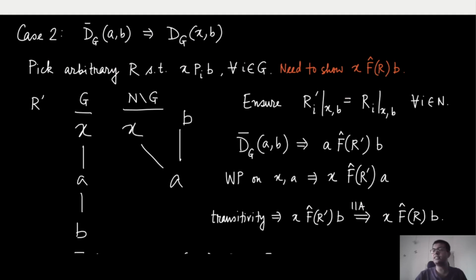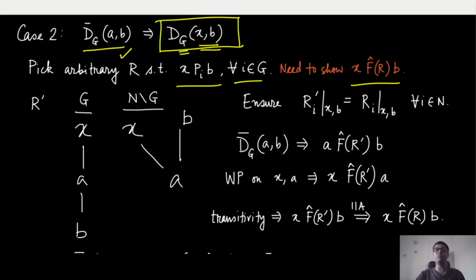The second case is, the left hand side is the same, that G is almost decisive over A and B. Now we'll have to show that G is decisive over X comma B. Again we pick the if condition of this DG X comma B. So it says that if you pick an arbitrary R such that X is strictly preferred over B for all i in G, we'll have to show that X is strictly preferred over B even in the aggregated profile F of R. How do we show that? We again construct an R prime where we keep it in the following way.